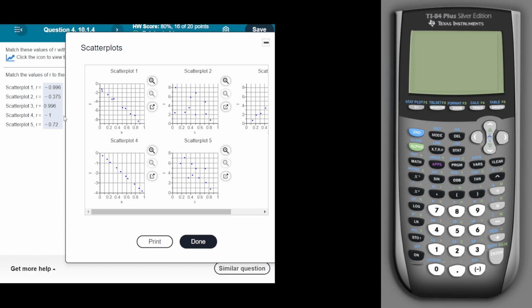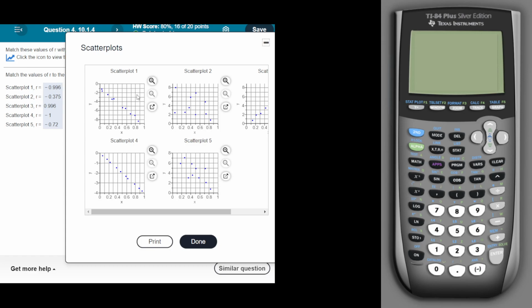So you can see right here where we have scatter plot 4. That's a perfect negative 1. And remember, it's negative because it's falling down as we go from left to right. Okay. So if you see a straight line, go ahead and make your answer choice negative 1. If it's going upwards, if it's positive, make it a positive 1.